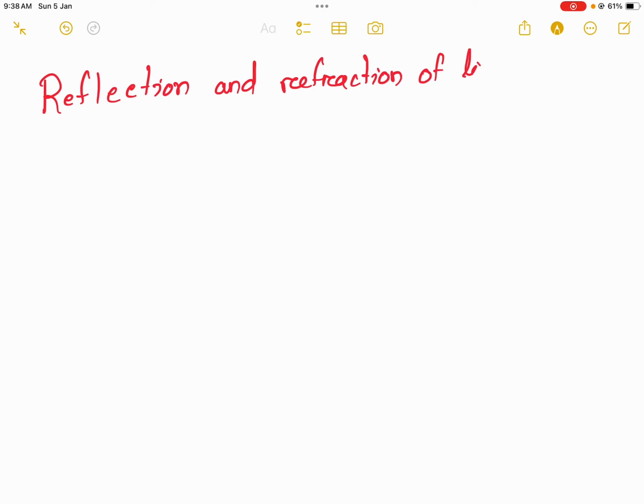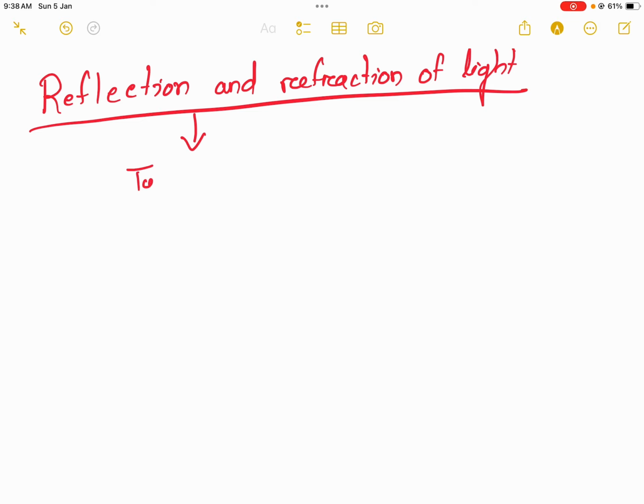Today we will talk about reflection and refraction of light. So the topic we are going to cover is reflection and refraction of light. This is a phenomena of light. These are reflection and refraction. Both are two different phenomena, and we will talk about that. These are two phenomena of light.